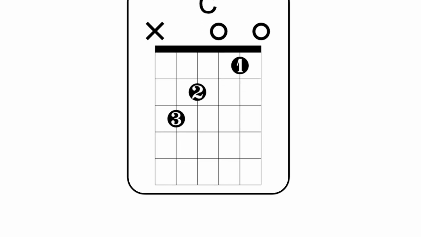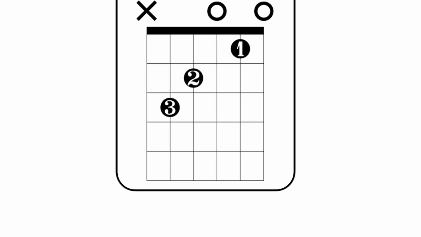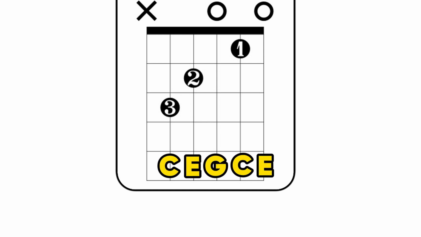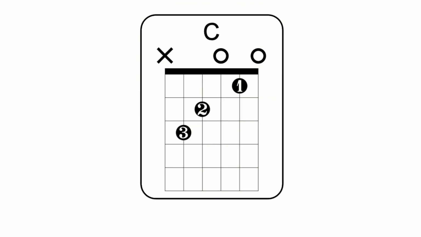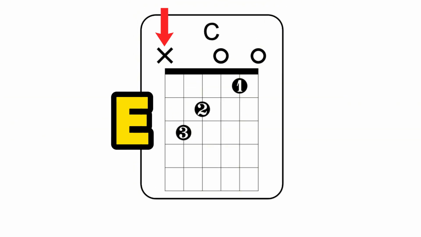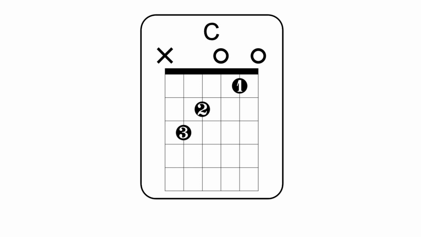Take this C major chord as an example. The fretted notes, together with the allowed open strings, all produce the notes C, E, and G, which make up a C major chord. Some of you might have noticed something interesting. The open 6th string is also an E. If E belongs to the C major chord, why aren't we allowed to play it?